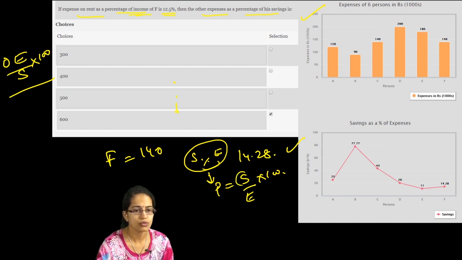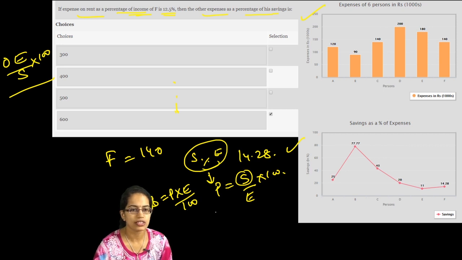So what is the savings? Savings is unknown. S I have to calculate. So it's P into E divided by 100. So what is E? E is 140, into 14.28 divided by 100. So that's how we calculate S.